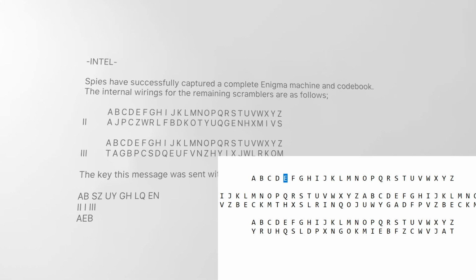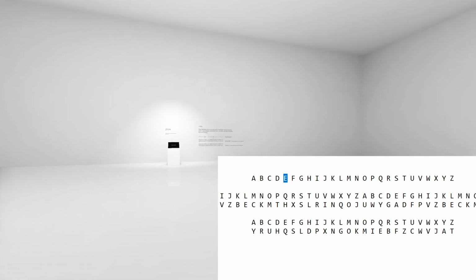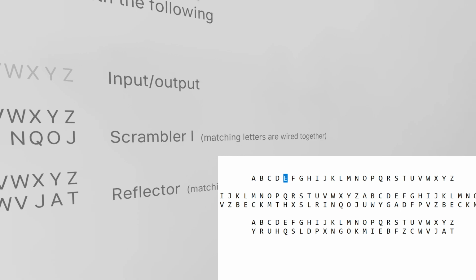Spies have successfully captured a complete Enigma machine and codebook. Or is it a different machine, right? Or is this... The internal wirings for the remaining scramblers are as follows. 2 and 3. So is this scrambler 1 then? So do we still need this? I mean, it is labeled scrambler 1 there. I don't know.